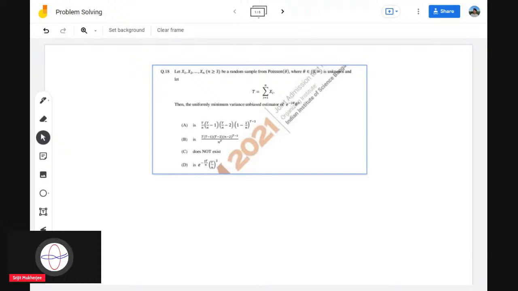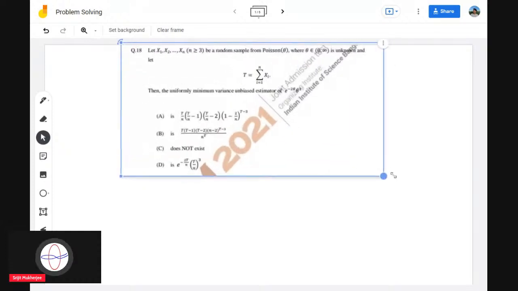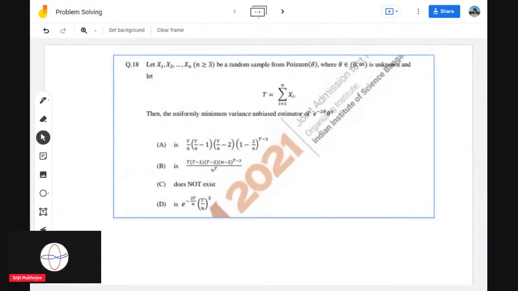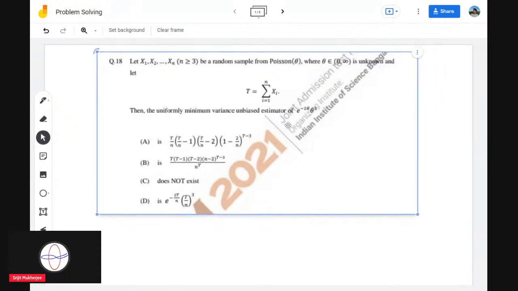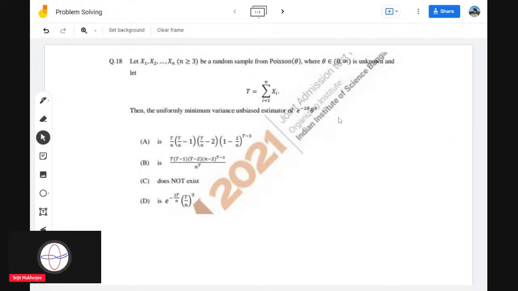Okay, so let's do this problem. I think this doubt is given by Dibbangana, and let's see how we can approach this problem together. If you observe this problem, so many of the problems are about UMVUE. So let's understand and learn how we can find the UMVUE and what the methods are to find it.